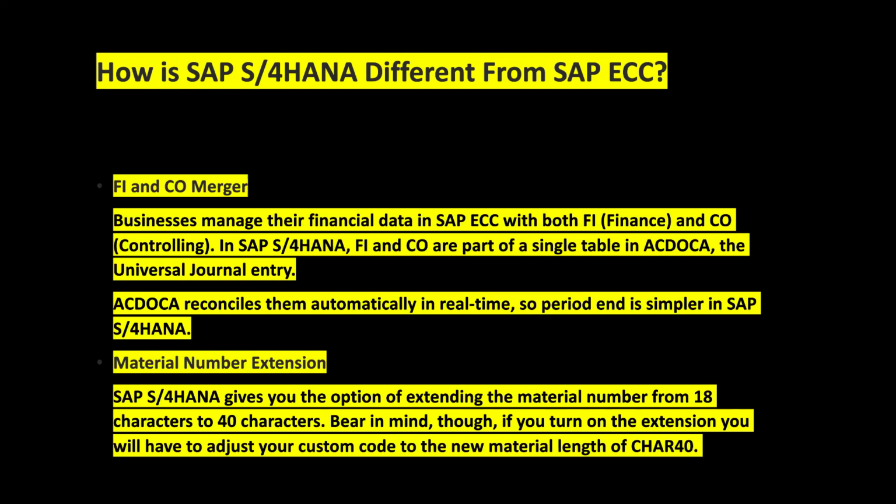The next in line is the material number extension. Now, for those of you that are within the SAP material management module, this is one key change that we have seen. All right, so let's cover this. Now, in S/4HANA, we have noticed that you have the option of extending the material number from 18 characters to 40 characters. Now, bear in mind, though, if you turn on the extension, you will have to adjust your custom code to the new material length of 40 characters, okay?